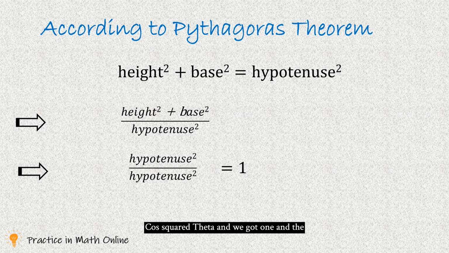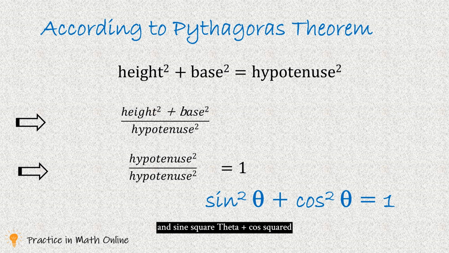1. And the right hand side was also 1. So the left hand side is equal to the right hand side. And sine square theta plus cos square theta is equal to 1 is an identity.